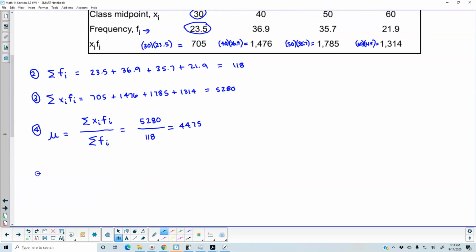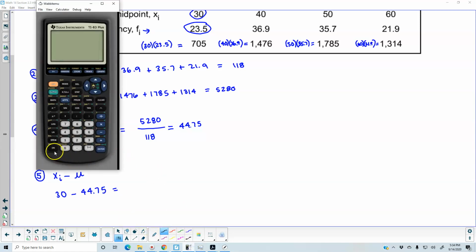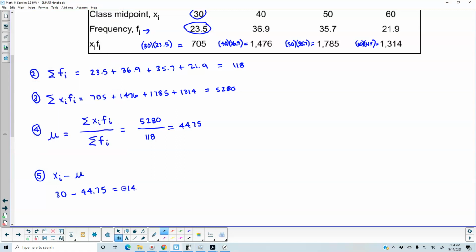So now that we have our sample mean, now we want to be able to find the standard deviation. In order to do that, we first need to take our midpoints and then subtract the mean. So the first midpoint is 30, and then we're going to subtract 44.75. We take 30 and subtract 44.75 to get negative 14.75.